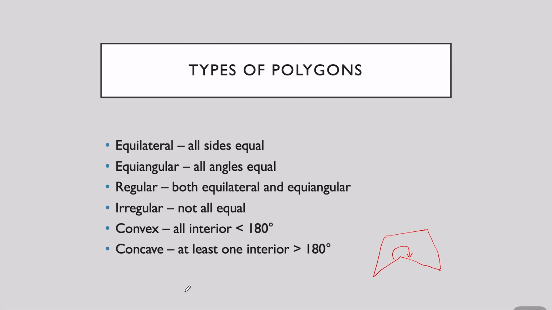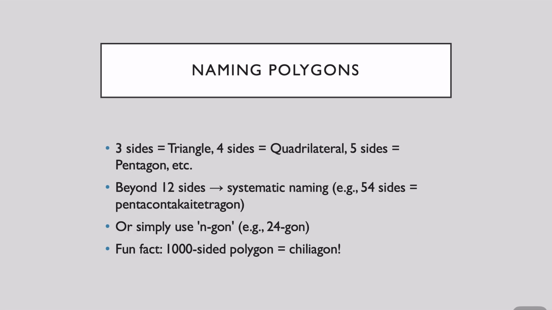Okay? Let's take a look at how we name our polygons, no? So, we know your polygons from at least 1 to 12, no? They have names, no? So, when you say 3 sides is a triangle, 4 sides is a quadrilateral, 5 sides is a pentagon. Okay? For 6, it's hexagon.